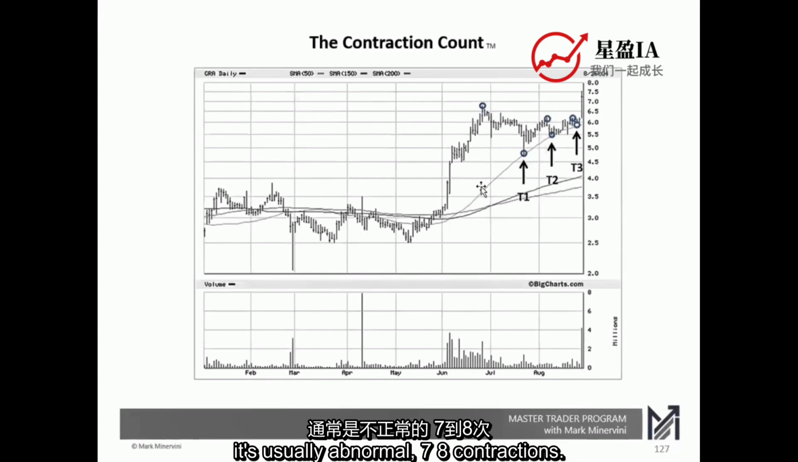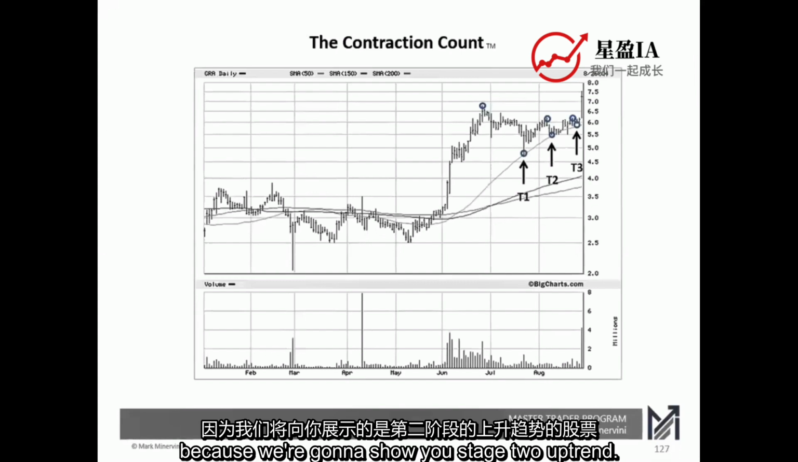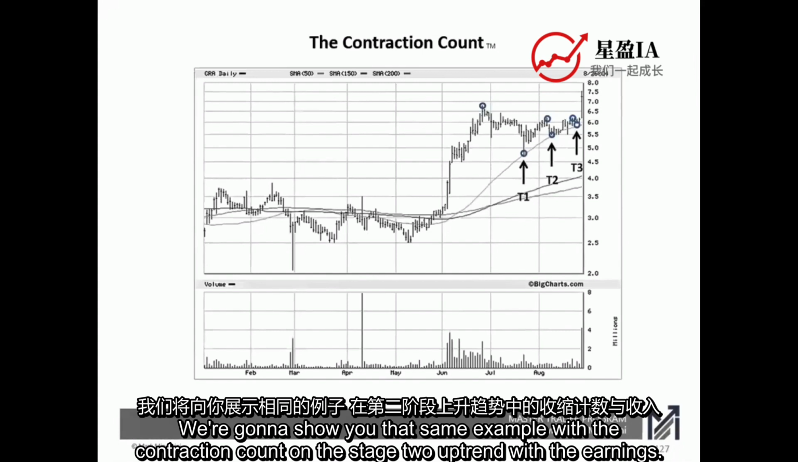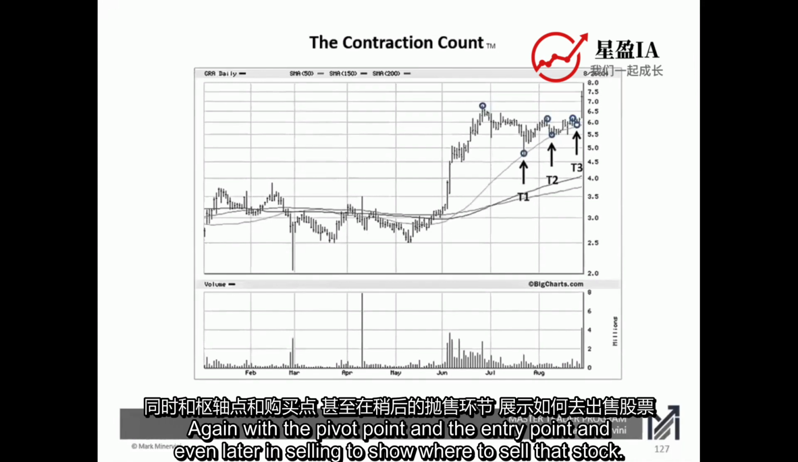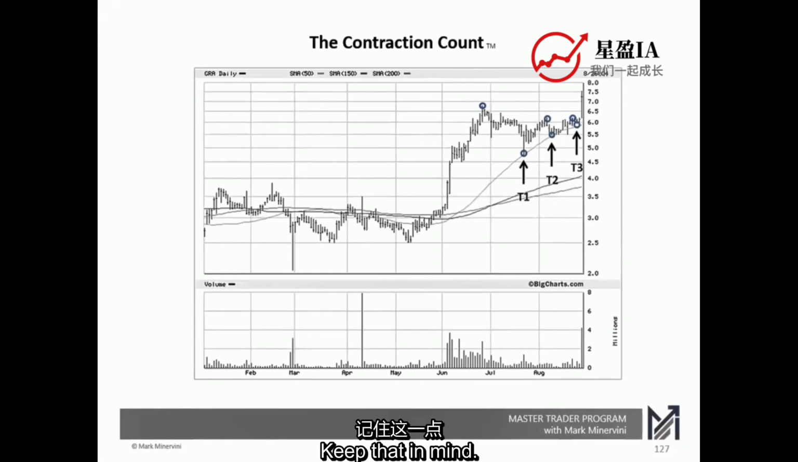7, 8 contractions, I'm not sure I can remember the last time I've seen that, but we're going to show you a lot of examples. Some of these examples you're going to see over and over, because we're going to show you the stage 2 uptrend, then that same example with the contraction count, then with the earnings, then with the pivot point and the entry point, and even later in selling, to show where to sell that stock. Remember, 90 to 95% of these are stocks that I actually traded from these points, and I didn't have the benefit of hindsight. Keep that in mind.